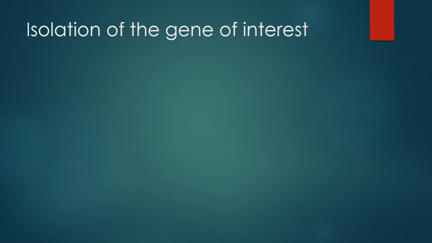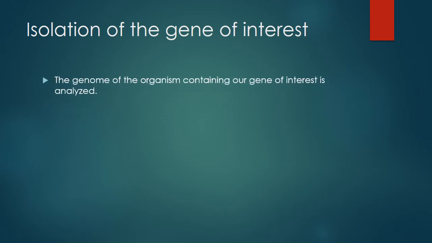So let's do isolation of a gene of interest. Now the genome of an organism contains several genes. Now for our recombinant DNA technology, there is a particular gene that we are interested in cloning, that we are interested in making copies of. So that gene is what we are going to cut out of the sequence.